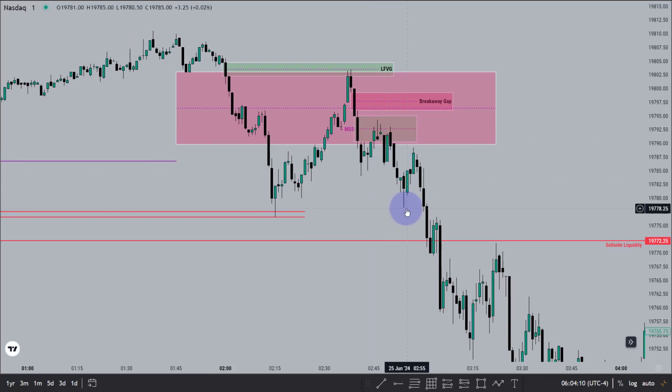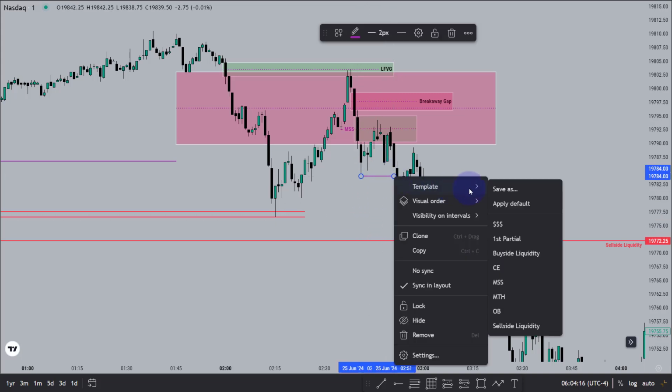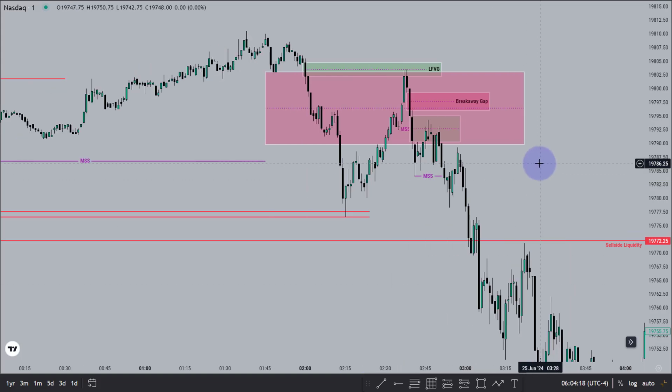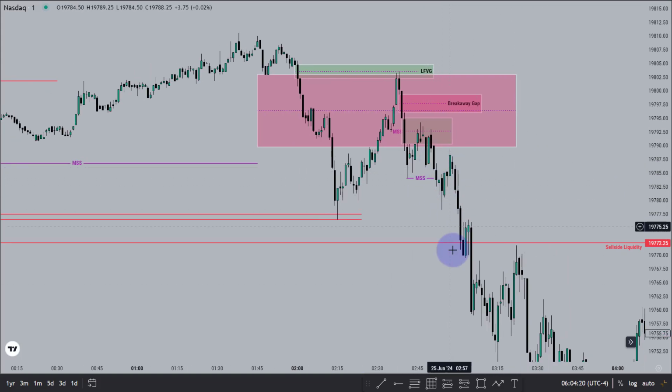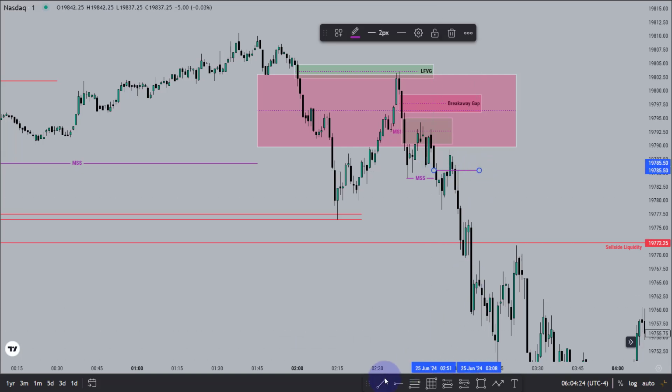When it falls here one more time, now I got my market structure shift over here. This is my clean market structure shift, and I will just mark that one. This is my market structure shift. Where is your fair value gap? This is your entry fair value gap over there.